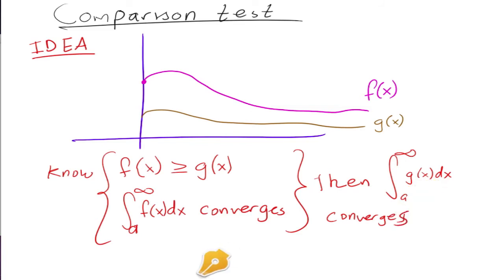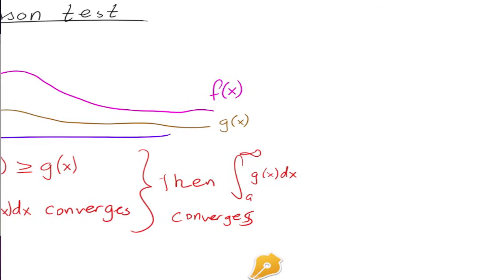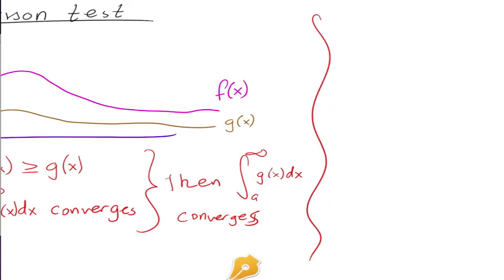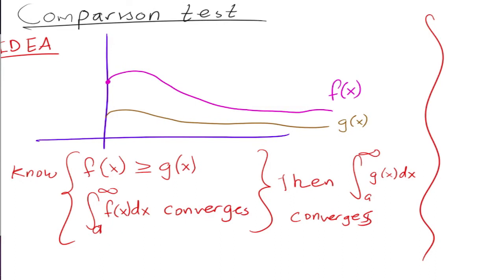Okay, so now using the same idea, I won't write it down this time, but I'll just state it. Let's say you know that g of x, the smaller one, diverges. If the smaller function diverges, then what would you be able to say about the bigger function? Also diverges, right? Because if g is always smaller than f, and g diverges, then f is also going to diverge.